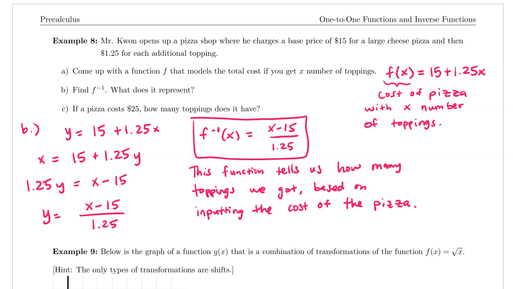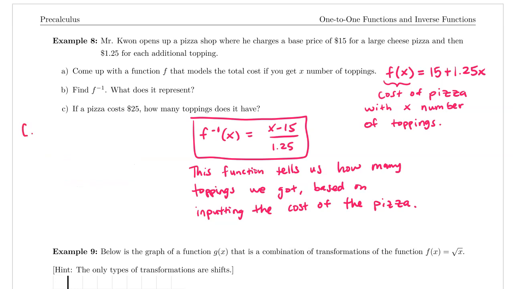So that is it for part B. Part C says if a pizza costs $25, how many toppings does it have? So for part C, we are wanting to evaluate f inverse of 25. That's going to equal 25 minus 15 over 1.25, and that ends up simplifying to 8. So that tells us that if a pizza costs $25, that means that it would have had 8 toppings.